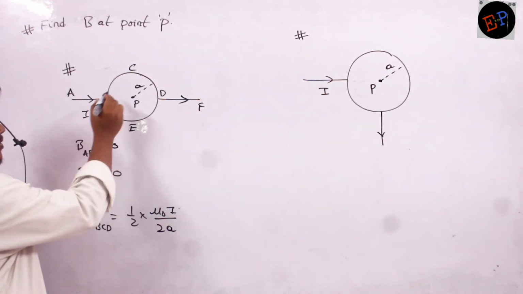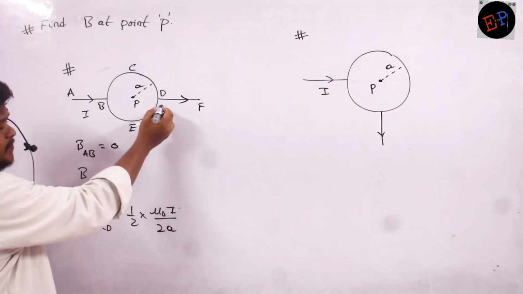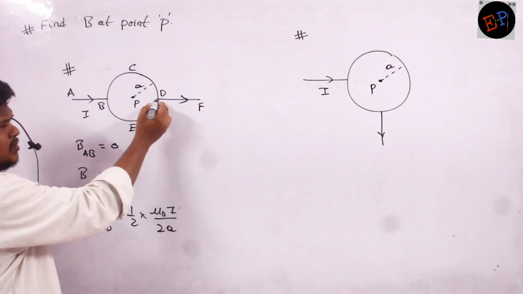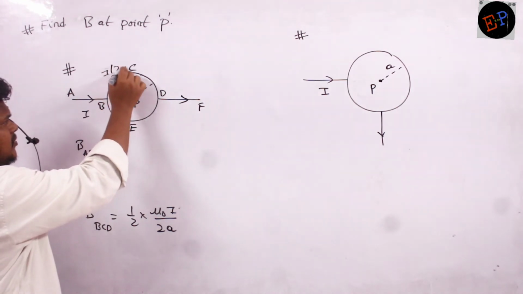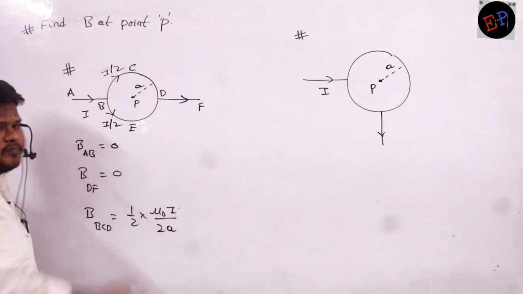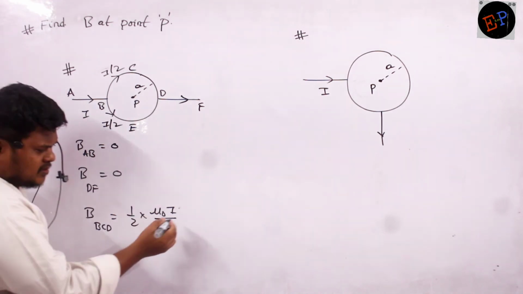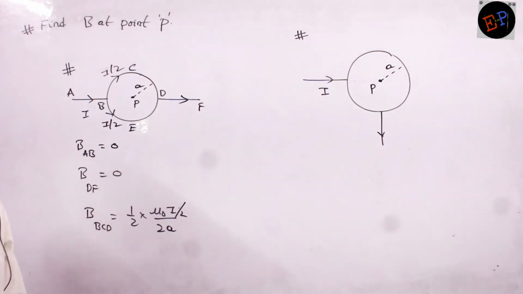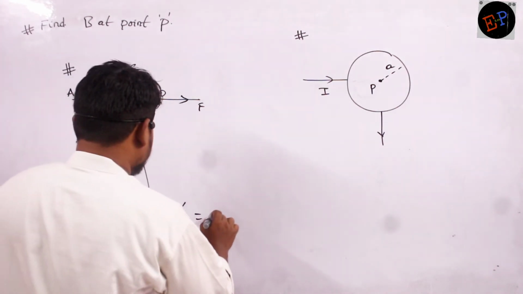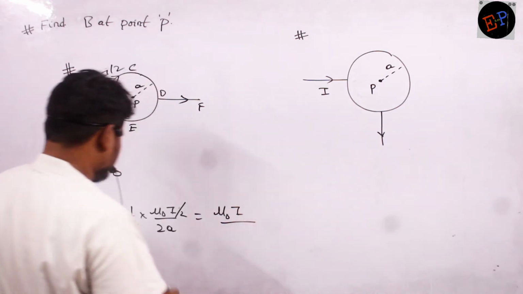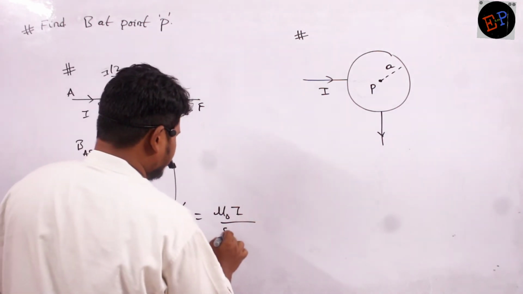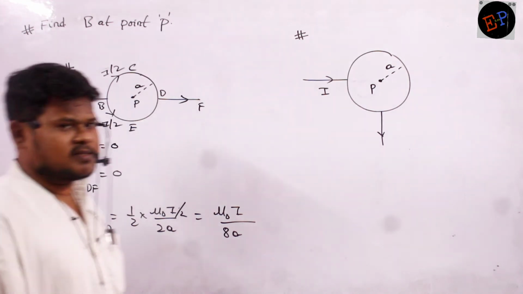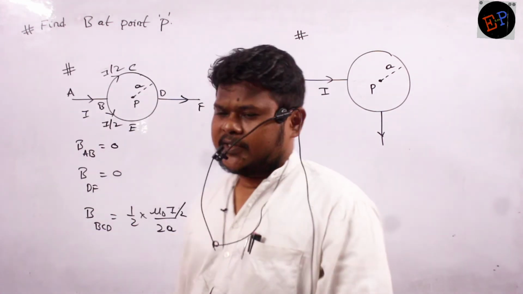This is current I. This is half loop, this is half loop. So when this current reaches this point B, it is seeing 2 loops. So current divides like I by 2 and I by 2. So instead of I, I am supposed to write I by 2. Only half of the current is flowing through each half loop. So therefore it is mu naught I by 2, 2 2s are 4, 4 2s are 8, 8A. And if I want to write the direction, what is the direction of BCD?